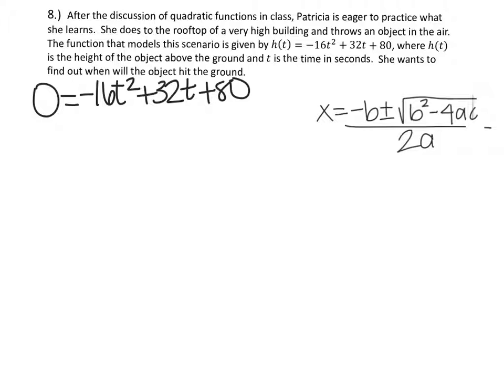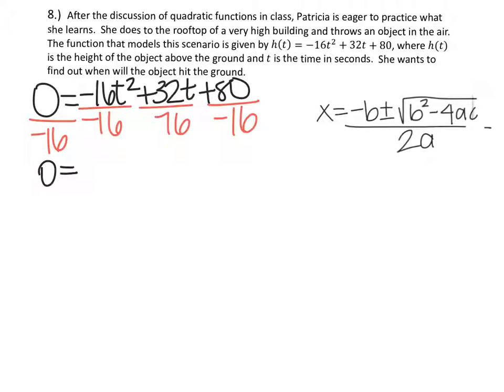Now let's simplify this equation. Let's divide by a common factor of -16. If we do that, that's going to give us a leading coefficient that's positive, which is always easier to work with, and just a simpler equation to plug into our quadratic formula. So we have 0 = t^2 - 2t - 5.